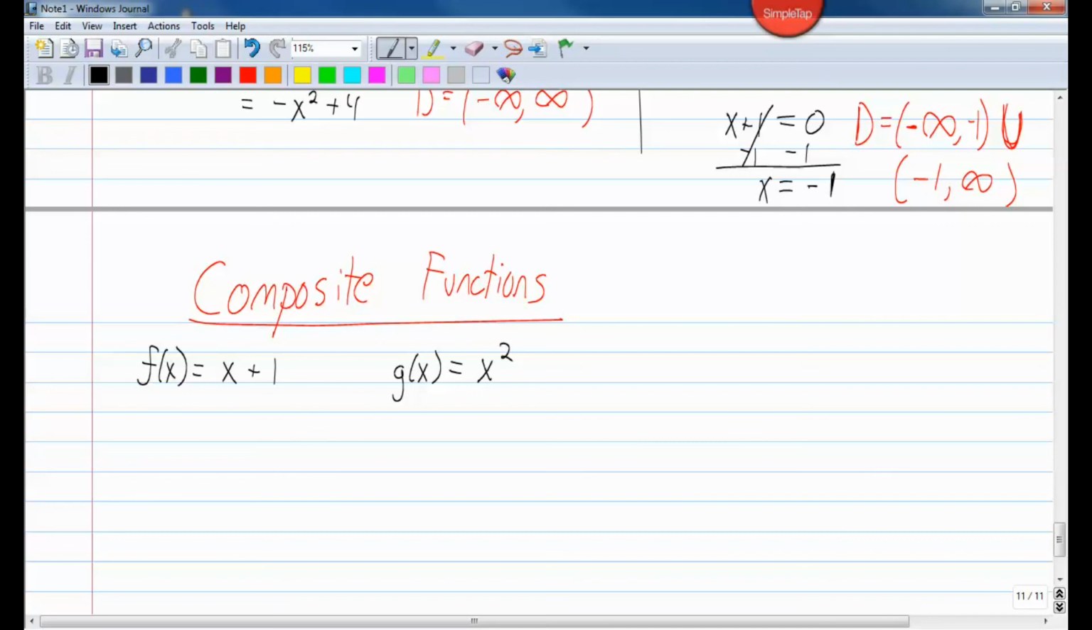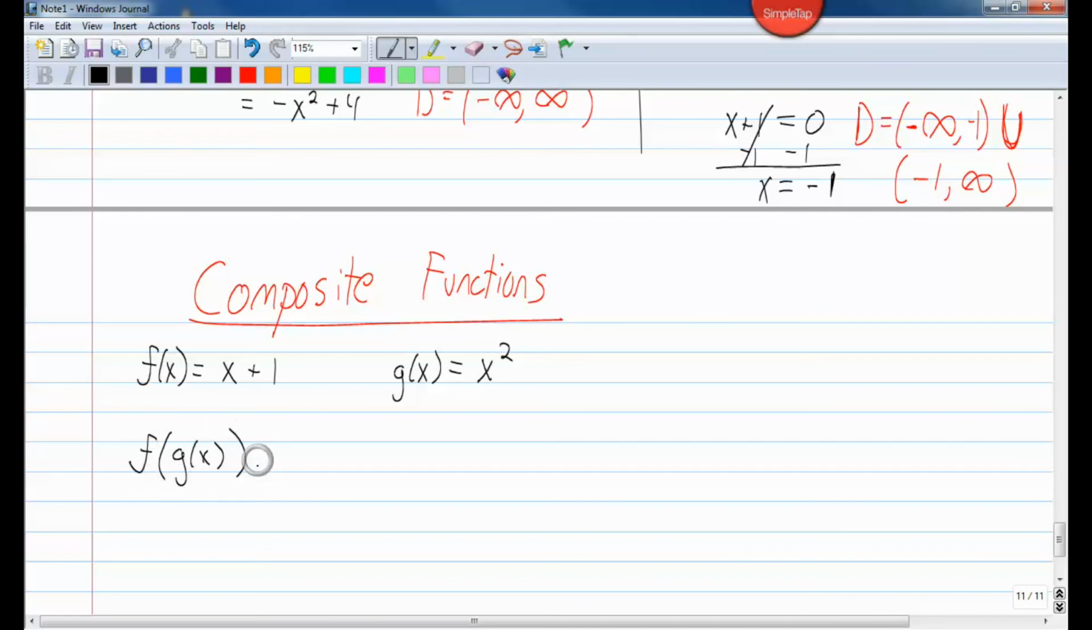Okay, and I wanted to know what is, say, f of g of x. So what this right here means, f of g of x, means that I need to take my g of x and I need to plug it into every x in f. Okay?